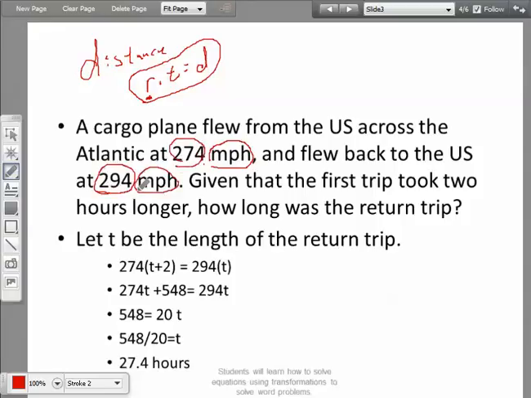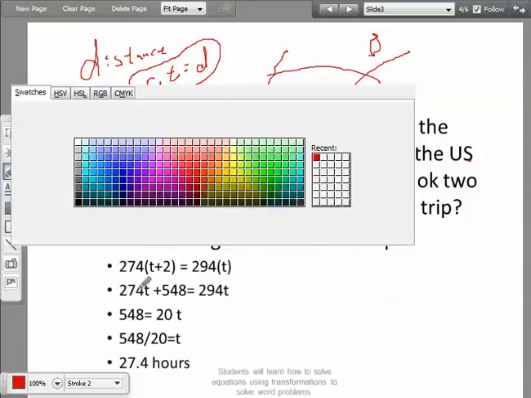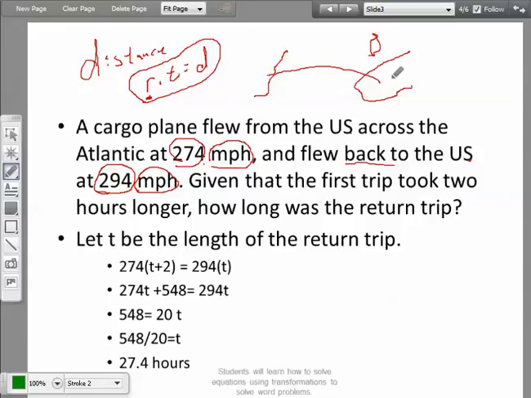Those are both rates. Now, I know that if they flew from the U.S. across the Atlantic and then back to the U.S., they flew the same distance. Think of it this way. If this is the U.S. sitting over here, and this is the Atlantic sitting in here, and Europe sitting out over here somewhere, with England up here, they flew from here to here. Then when they fly back, they go from here to there. It's the same distance.